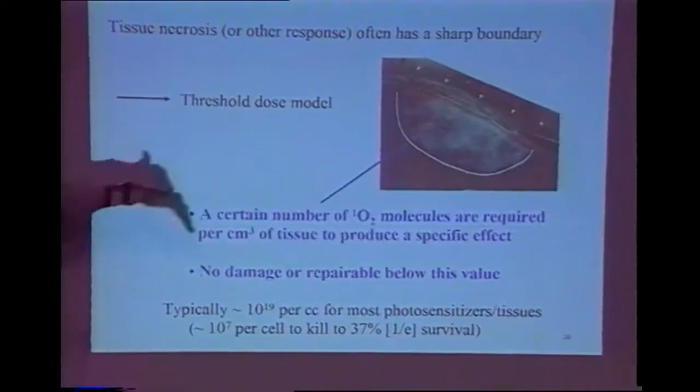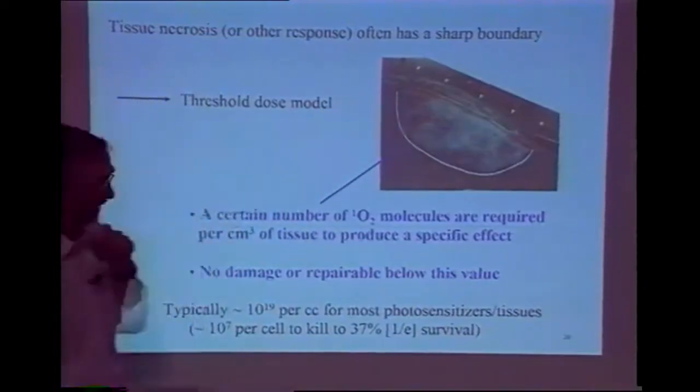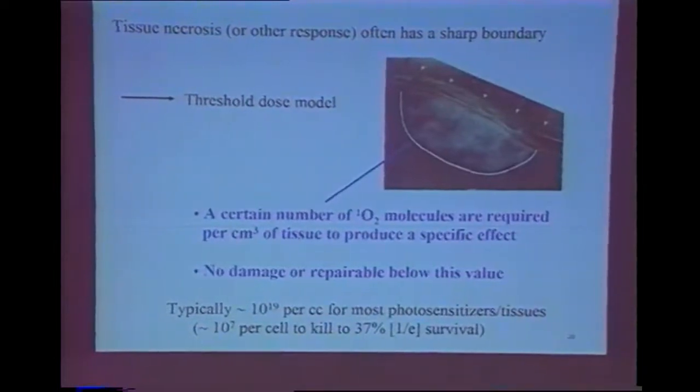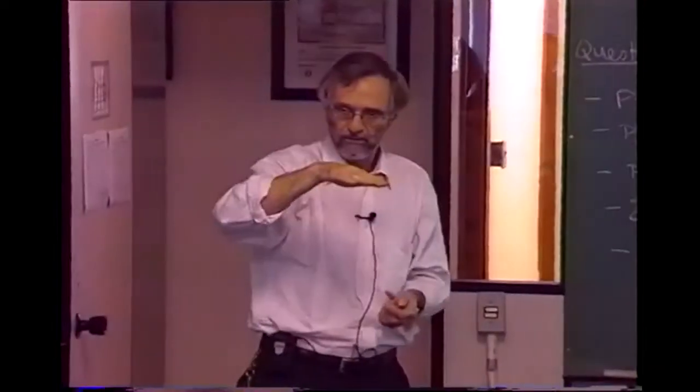And so this sharp boundary happens because of that. So this is like a step process. Here we have enough oxygen, singlet oxygen, damage; you go below a certain amount, and no damage.